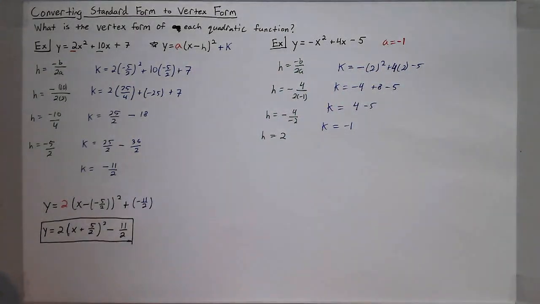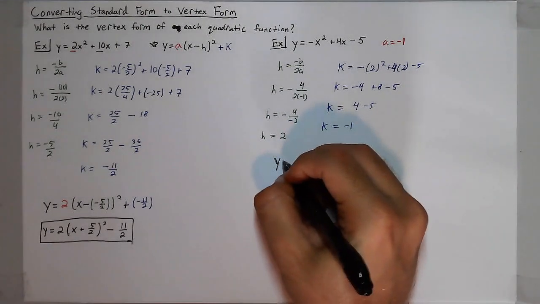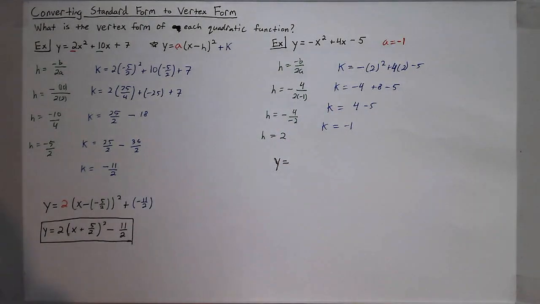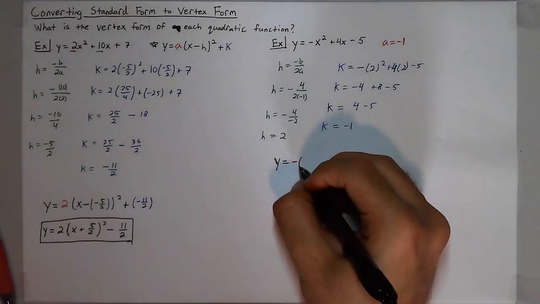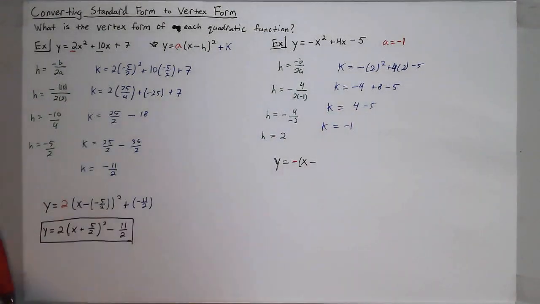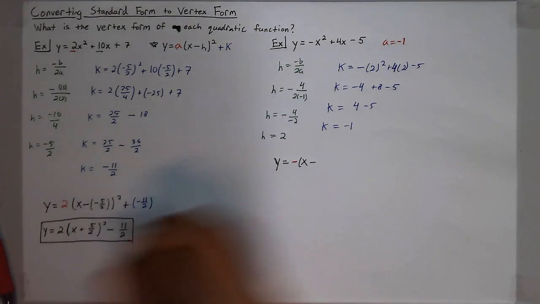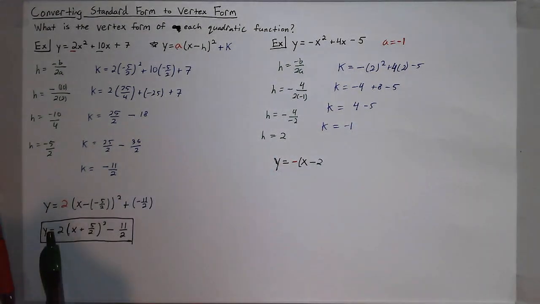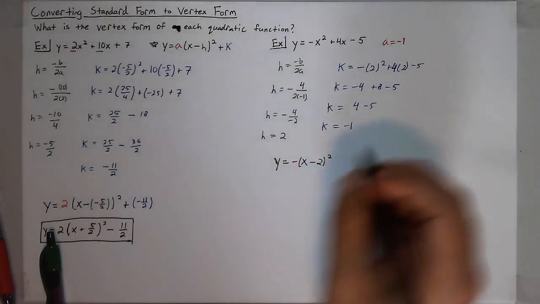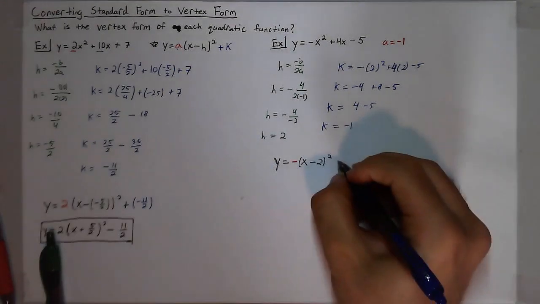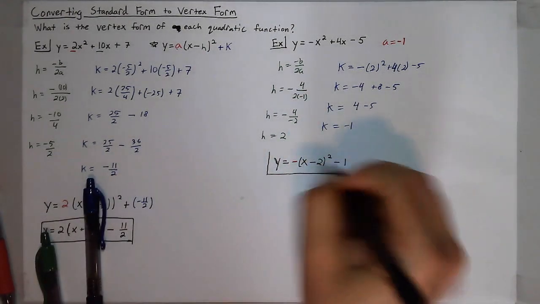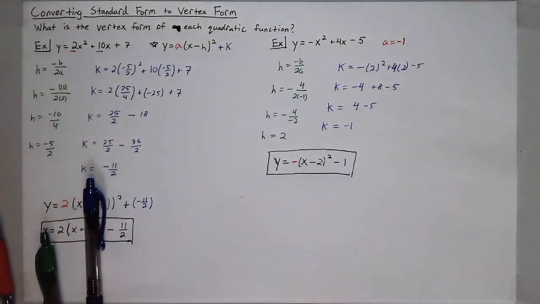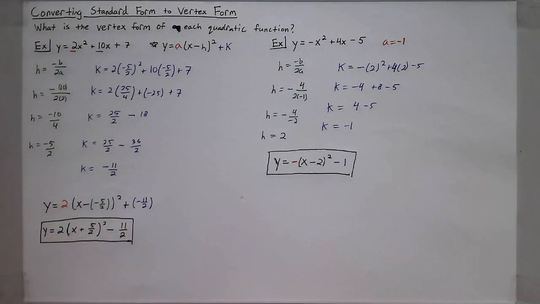So my answer becomes y equals negative 1, which will just be represented as a negative in front of the parentheses, x minus 2. This time we don't have a double negative, so that's nice. And then plus negative 1, which is really minus 1. And that is how you convert standard form to vertex form.